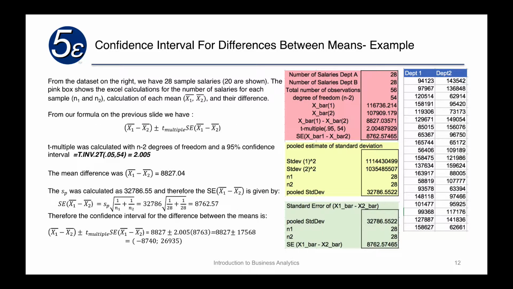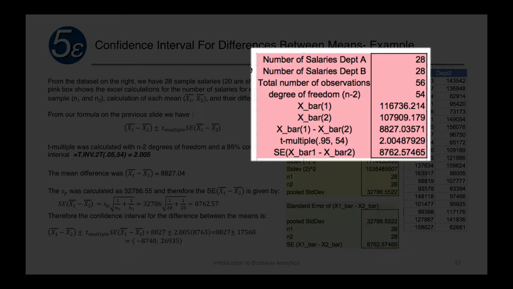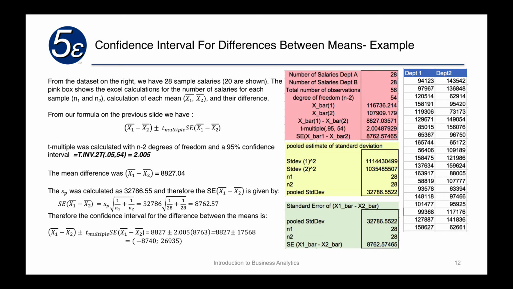So let's take a look at an example here. On the right, we have 28 sample salaries, 20 are shown. The pink box shows the Excel calculations that were done for each of the samples, n1 and n2, Department A, Department B. And we calculate each mean, which is x1 bar and x2 bar, and their differences, which is x1 bar minus x2 bar.